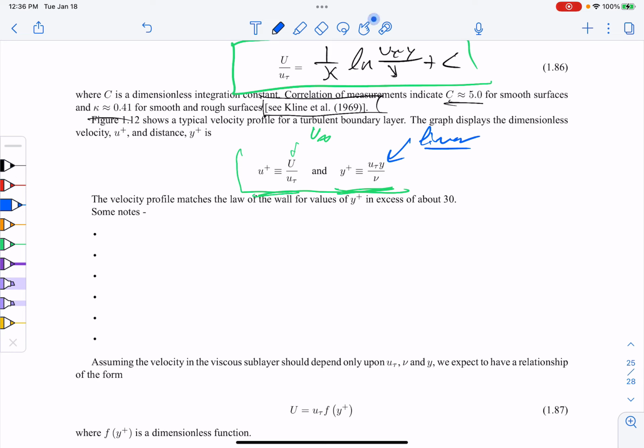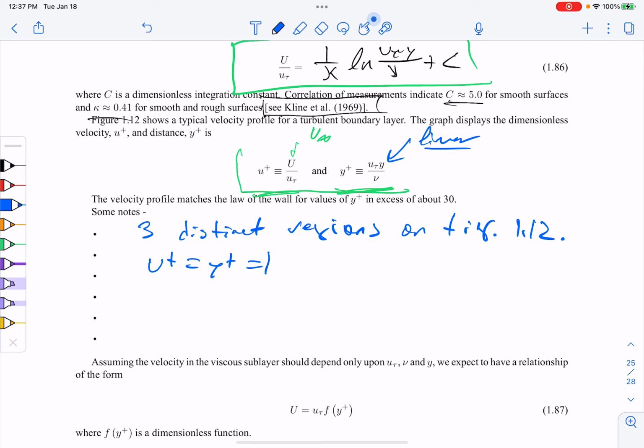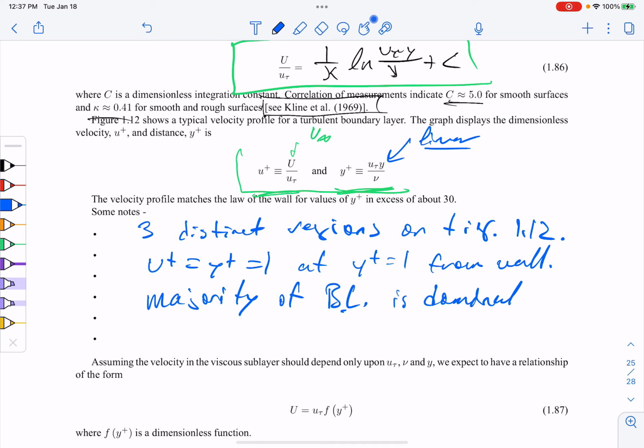So let me get my notes over here. I've already said a lot of the notes verbally about this graph, but just to fill it in, the most important points: there are 3 distinct regions. On figure 1.12, which I already pointed out, remember U plus equals Y plus equals 1 at Y plus equals 1 from the wall. And of course, the majority of the boundary layer is dominated by the log layer, just like most of the cascade of Kolmogorov, that spectrum is dominated by the inertial subrange.